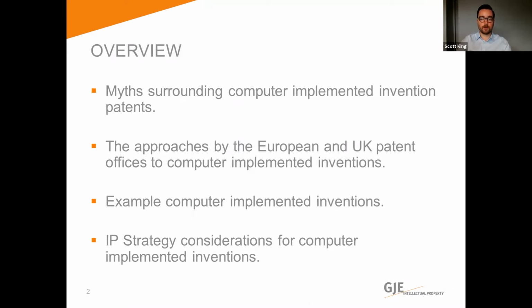In the first part, I'm going to talk you through the approaches by the European and UK patent offices towards computer-implemented inventions and what considerations should be taken when thinking of filing a patent application in these jurisdictions. In the second part, I'll go through some example computer technology ideas and see how the different patent offices would handle each of these innovations. And in the final part, I'll discuss IP strategy considerations for computer tech companies.